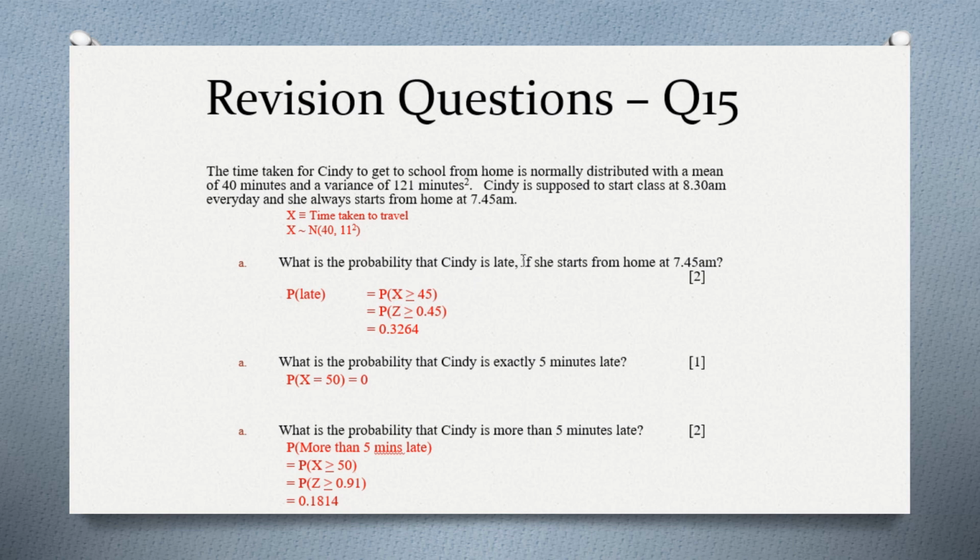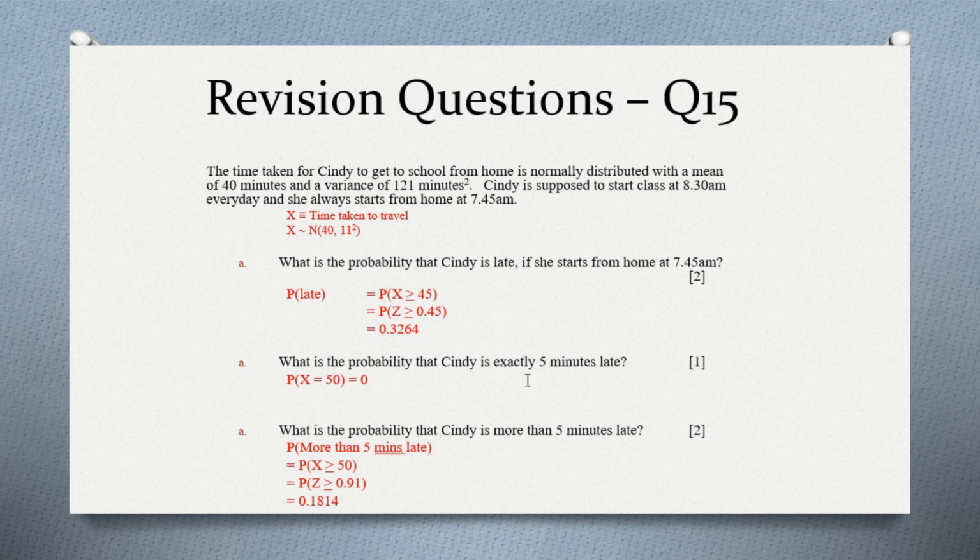What's the probability that she's late? How is she late? Okay, she always starts from home at 7:45. She's supposed to get to work at 8:30. So it takes her 45 minutes to travel. How will she be late? If it's more than or equal to 45. Change it to z-score, and so on.